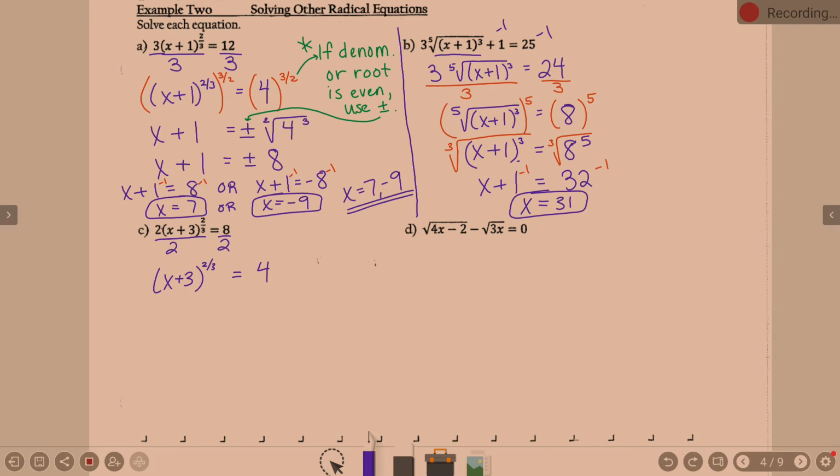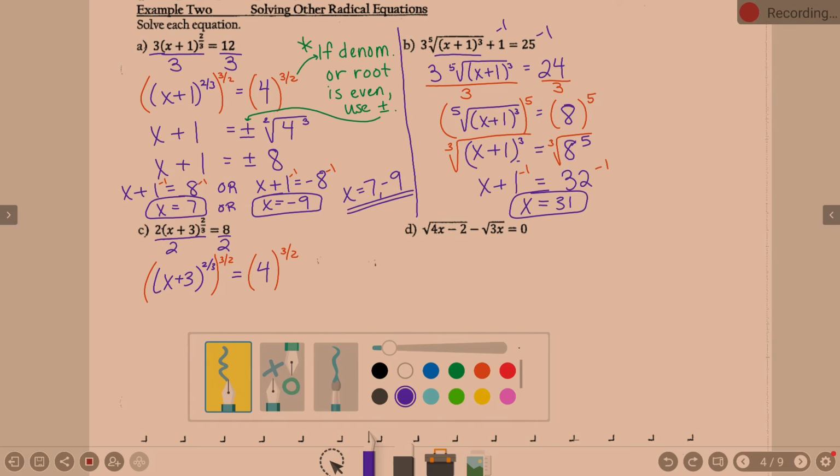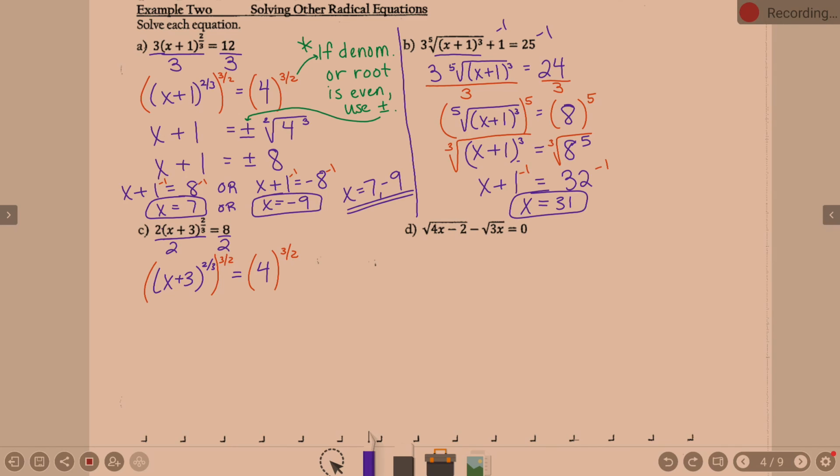Okay. This one is a lot like A, the example right above it. How do I get rid of a power of 2 over 3? You take the power of reciprocal. Okay, we raise it to the reciprocal power. So to get rid of 2 over 3, I'm going to raise to 3 over 2. X plus 3 to the 2/3 raised to the 3/2. 2/3 times 3/2 is 1. It's x plus 3 to the 1st, or x plus 3.